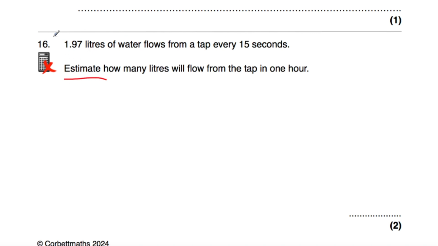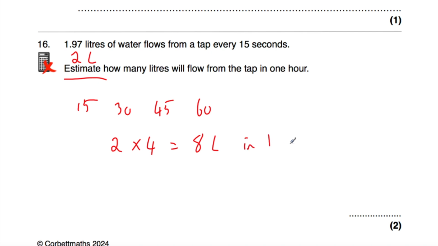Because it's an estimate, I'm going to round this and say it's 2 litres. So I'm going to say that 2 litres of water flows from the tap every 15 seconds, and I'm going to use that to work it out. Now if we think about a minute, there's going to be 15, 30, 45, 60 seconds. So if we do 2 multiplied by 4, because there's 4 lots of 15 seconds in a minute, that gives our estimate for how many litres of water will flow from the tap in 1 minute. That's equal to 8. So our estimate is that there's 8 litres in 1 minute.